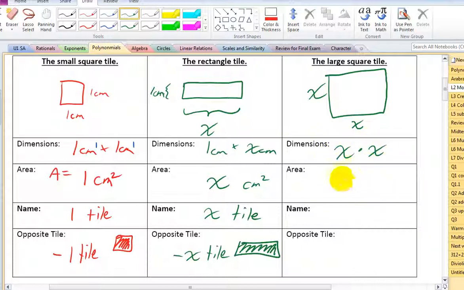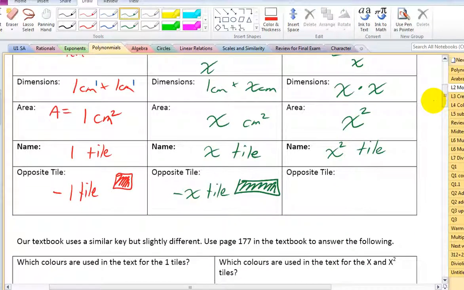What would the area then be? X squared. Now it has a special name then. We call it the x squared tile. Oh, you guys are good at this. Okay, what would be the opposite tile then? -x squared tile. And what's the difference? Yeah, it's shaded in, right?